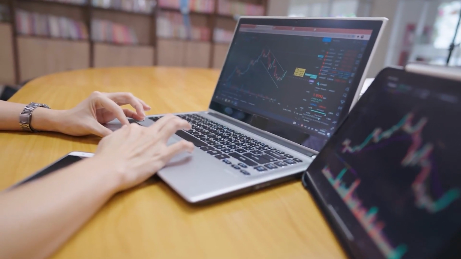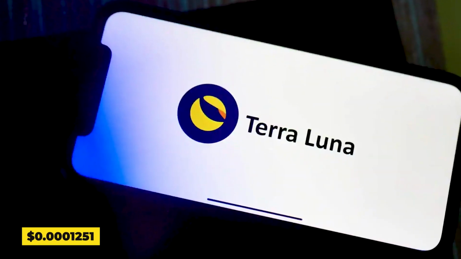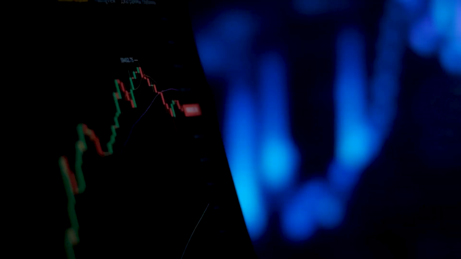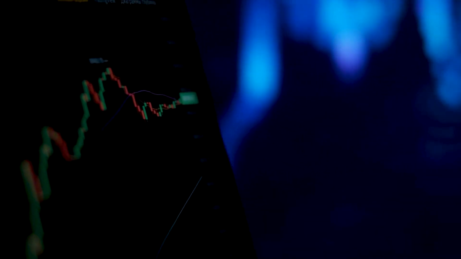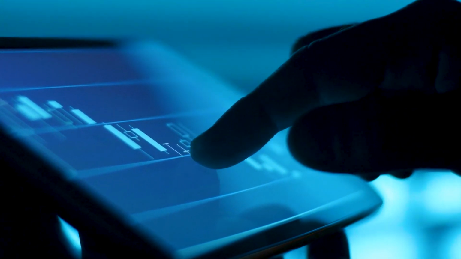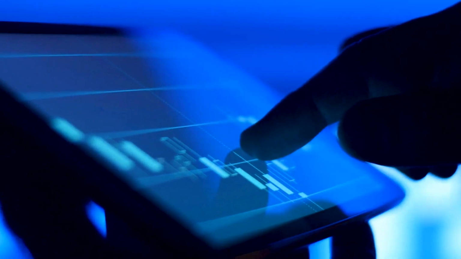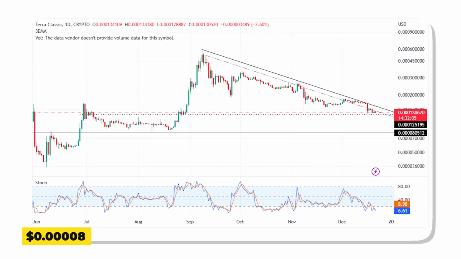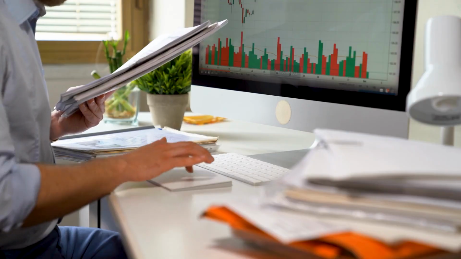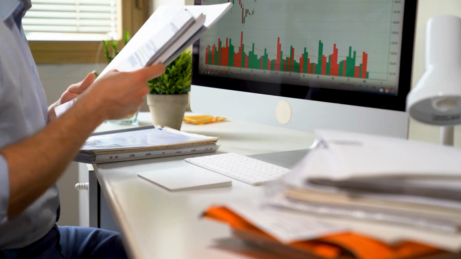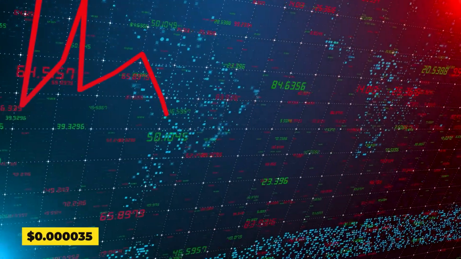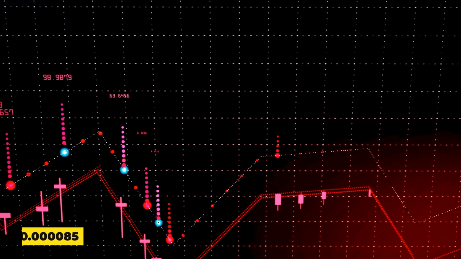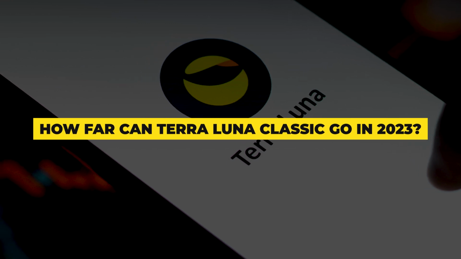If LUNC fails to hold the support at $0.000001251, it may be forced to seek refuge at a lower price level, where new liquidity can be gathered. The next pit stop after the buyer congestions at $0.000001251 could be $0.00008. However, if the time comes, investors can expect the Terra Luna Classic price to bottom out between $0.000035 and $0.000085. How far can Terra Luna Classic go in 2023?